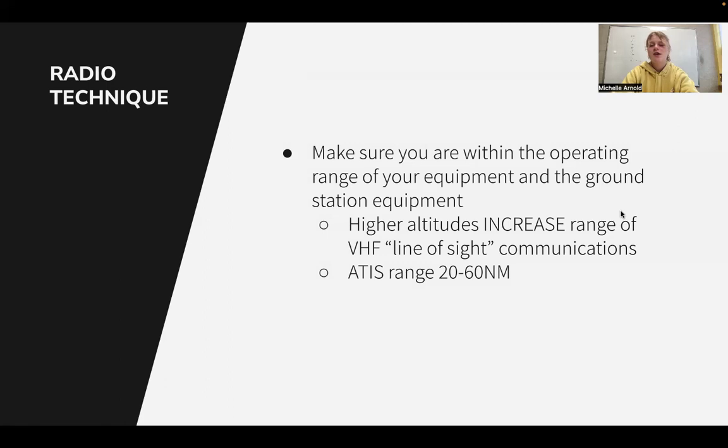And it's important to make sure you're operating within the range of your equipment to the ground station equipment. Higher altitudes increase the range of VHF line of sight communications. ATISes are normally within 20 to 60 nautical miles, but this can be different for each airport or different types of ground equipment. So usually call tower within 10 to 20 nautical miles. And you can always just try to see if you can hear the ATIS. It's good. You should be able to hear it within 20 nautical miles.